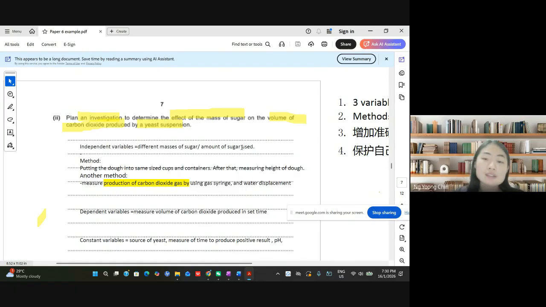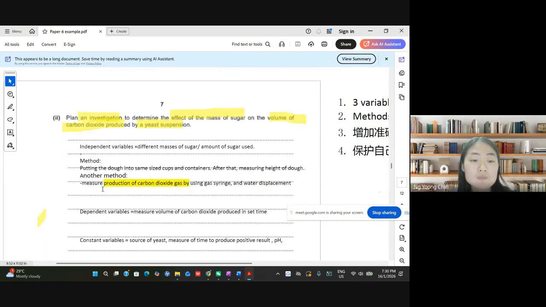And that's what I mean: if you write the variable, you also cannot just copy the title. You cannot write that the independent variable is mass of sugar, that's all. You should add something like, you are actually using different mass of sugar, or different amount of sugar. Write it more clearly. You need to be more detailed in your answer.